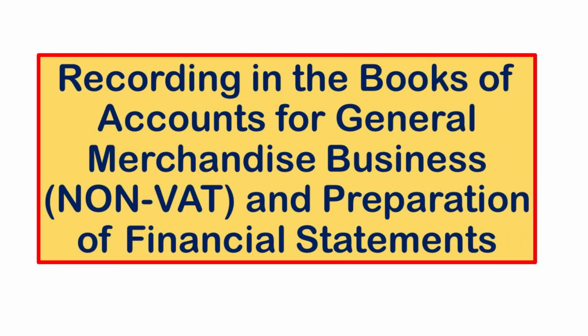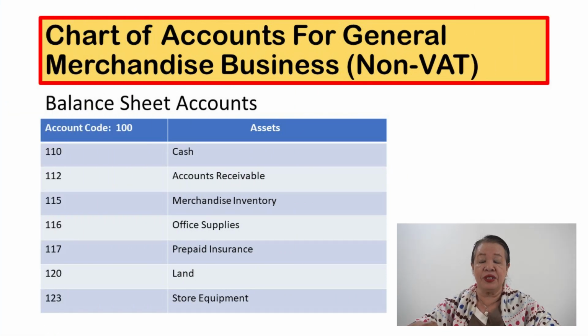Our episode for today is about the recording in the books of accounts for a general merchandise business and preparation of financial statements. These are just very simple examples so you can learn the common entries made in the books. Let's start with the chart of accounts for a general merchandise business on non-VAT. VAT is not included here. We have a separate video on posting to the subsidiary sales journal and subsidiary purchase journal for VAT. So this example is a simple recording in the books of accounts for non-VAT.